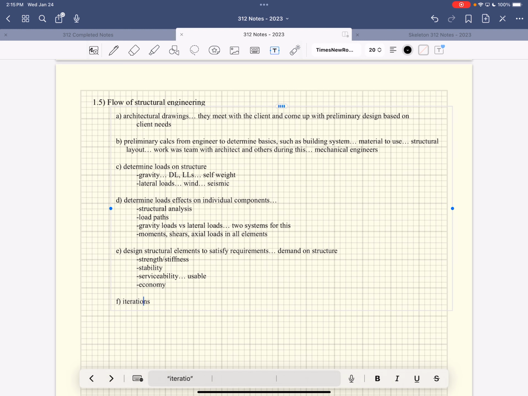Let's see, what did I do? These all one thing? Oh, yeah. Structural drawings.